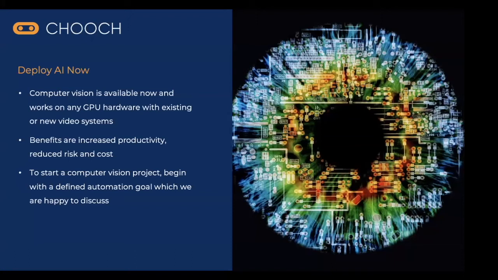The benefits are obviously increased productivity, reduced risk and cost. And if you want to start a computer vision project, you begin with a defined automation goal that you have. There are lots of things that you can do with these types of systems, but you really need to know what you want to start out with. And it's best to start out with the pre-trained models, because that gives you some feel for how the system works and how you can integrate it into your own devices or your own platforms and so forth.